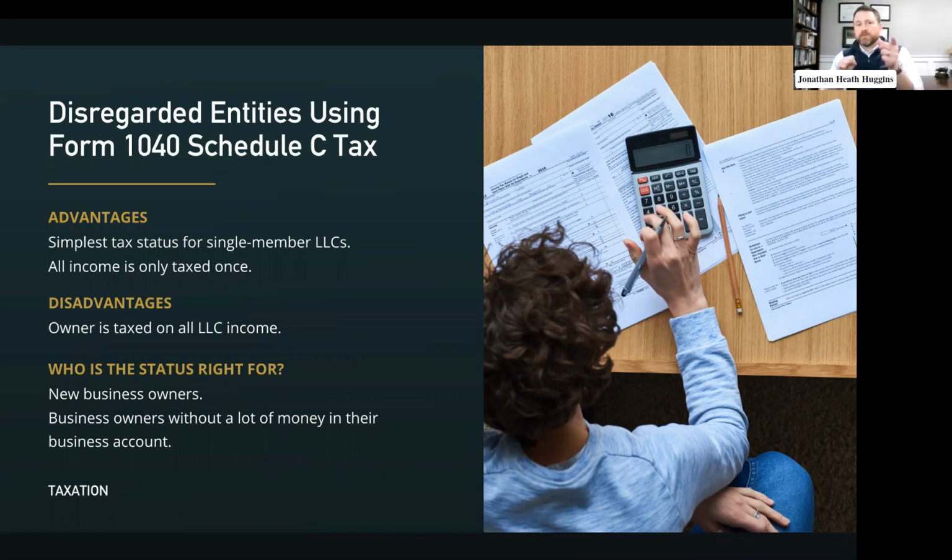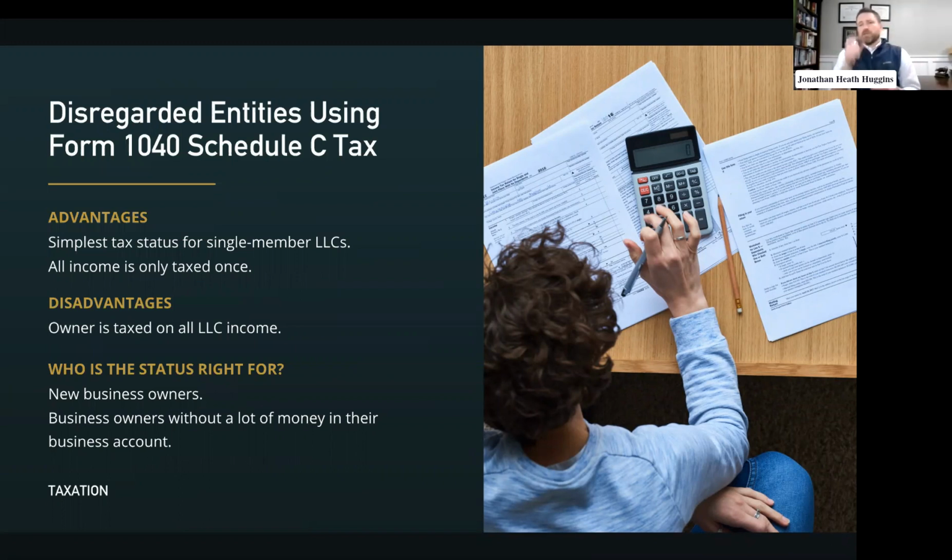Okay, so now disregarding entities. As a sole proprietor, you will file using Form 1040 on the Schedule C. The advantage of this is it is the simplest tax status for a single member. This is because all income is taxed as one. The profits that get put in, you just pay taxes on one time, and it's put onto your Schedule, your 1040.